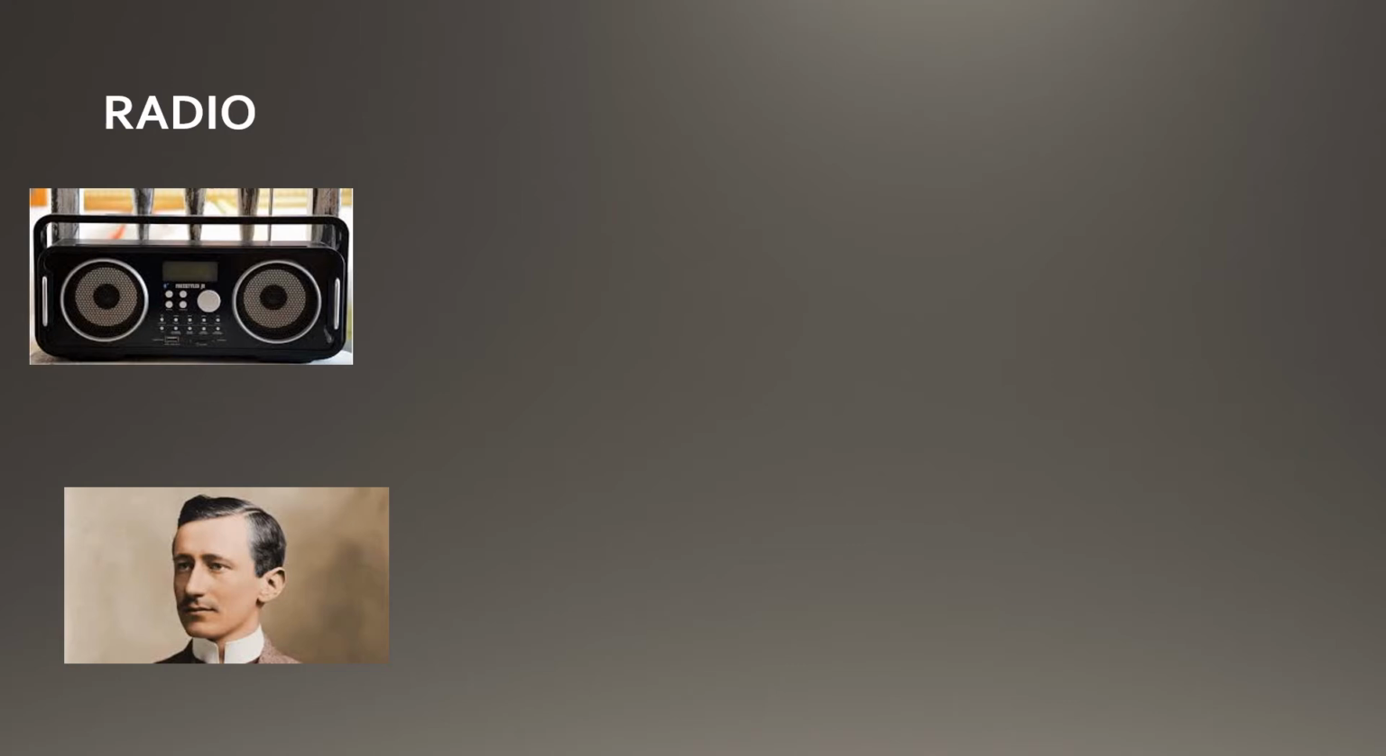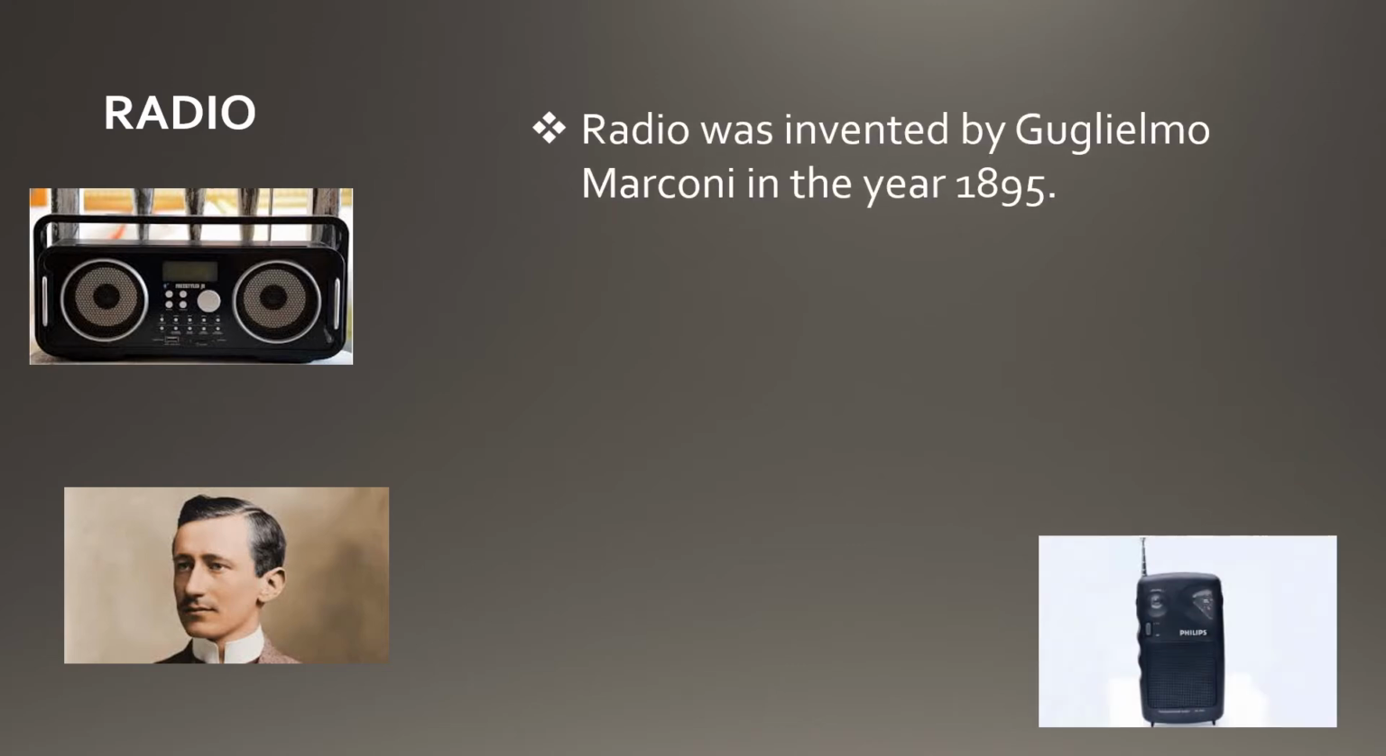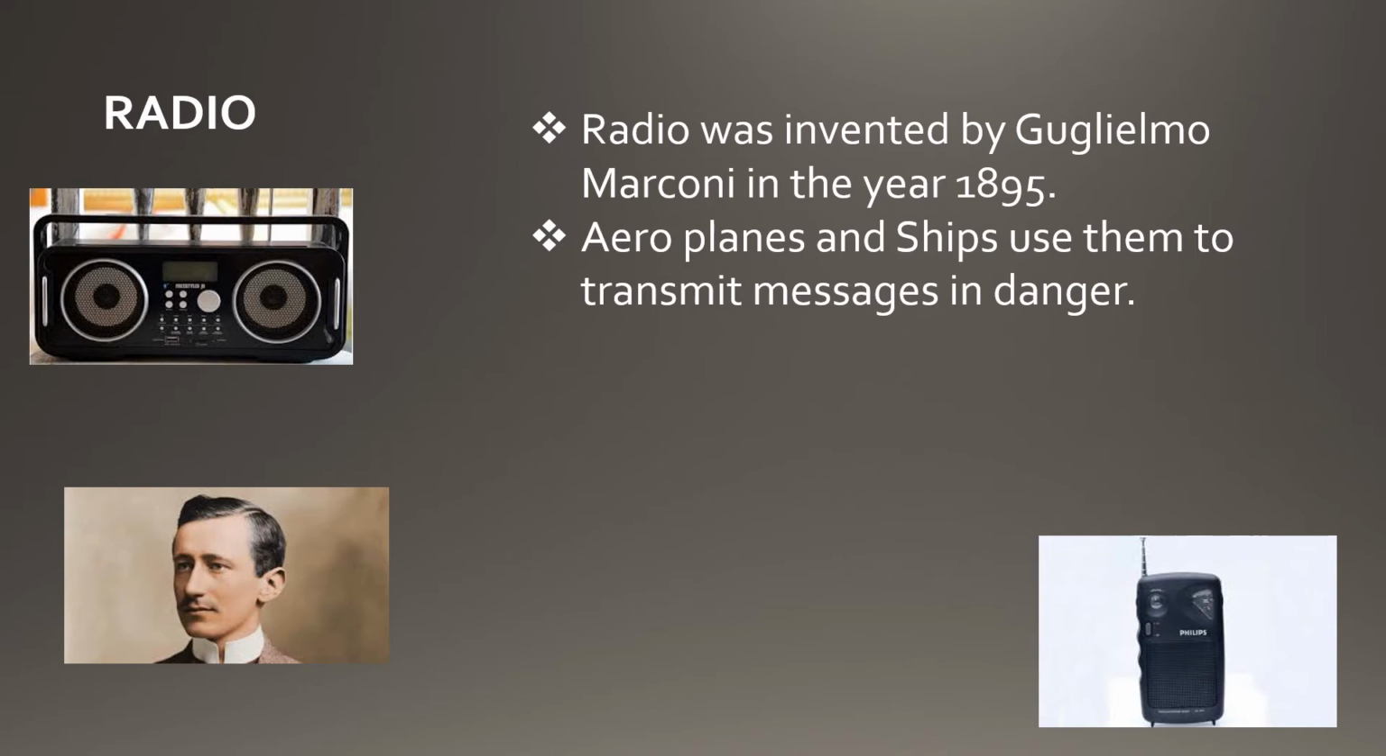Now, in electronic media, the first and foremost one is radio. Radio was invented by Guglielmo Marconi in the year 1895. It is the most popular method of mass communication. It is the fastest means of communication which uses only audio. Means we can only hear, we can't see what is happening. So that is the disadvantage of radio.